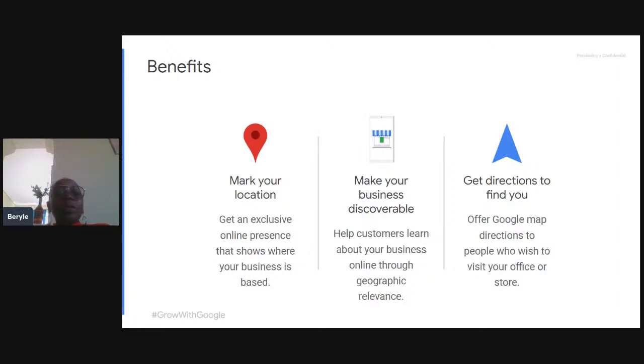All right. So you're able to mark your location, which generally makes it easier for potential clients to know where you are located. It helps your target audience know where your business is located. And if they want to make walk-in appearances, they can get directions from maps. All right. Then you're also able to make your business discoverable.